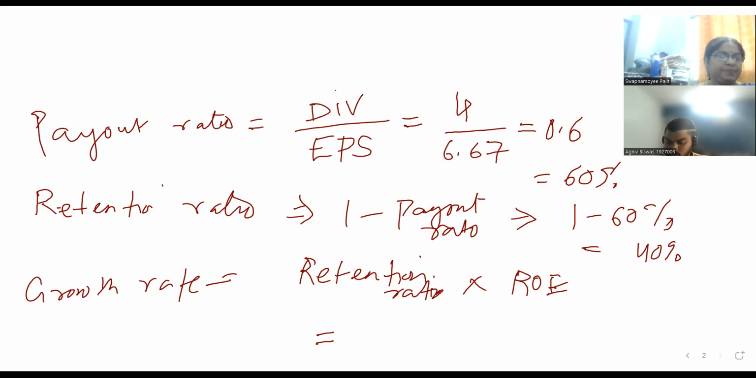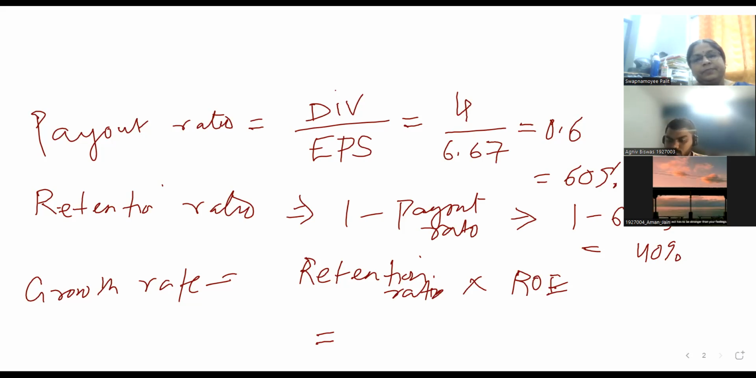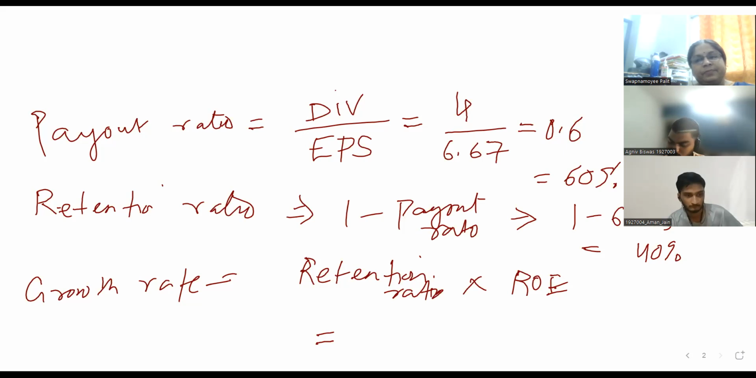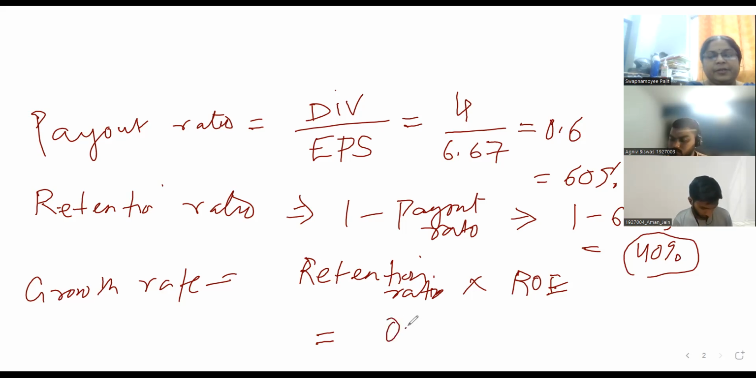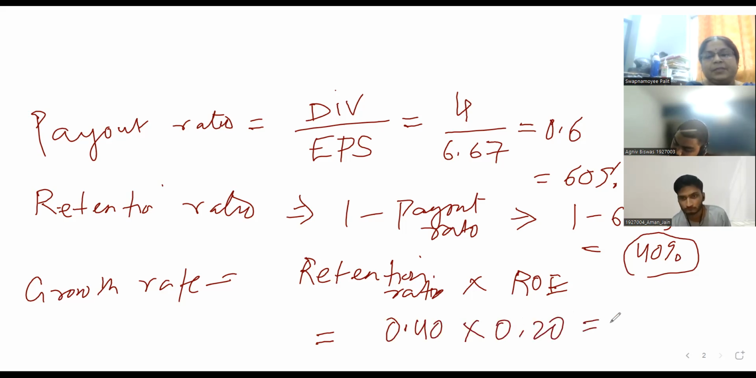So that gives you a growth rate of how much? So what is the growth rate? Retention ratio you got as 40. How much is it? Yeah, 8%. So it is your 40 retention ratio, and return on equity is given as 20. So that gives you 8% as the growth rate, 0.08. So it is your 8% is the growth rate. So let us continue.